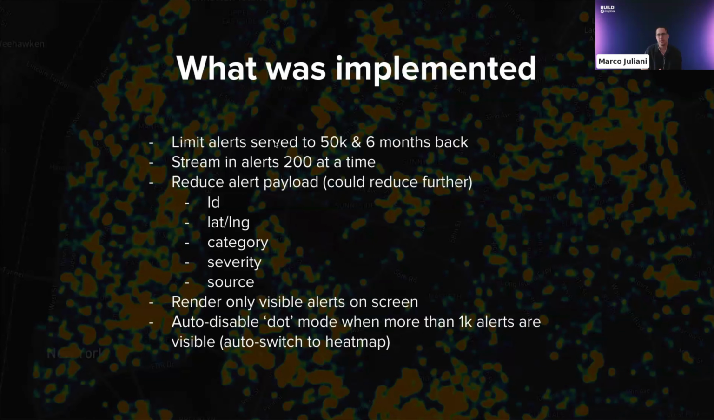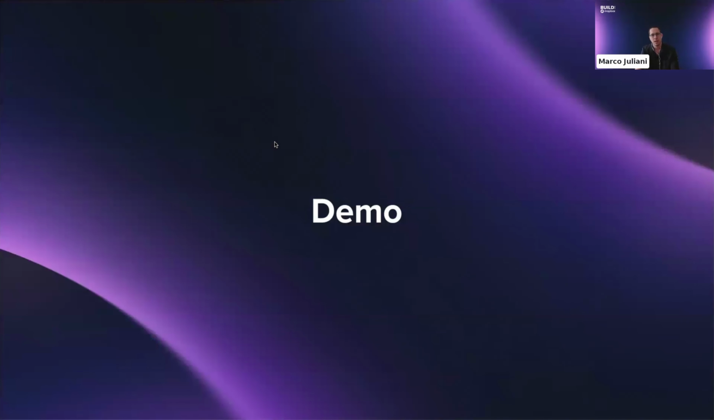So basically what I ended up implementing for this particular demo is only serving up to 6 months' worth of alerts, streaming them in, reducing the alert payload so that things are coming in faster, and only rendering the visible alerts in the viewport. Similarly, rendering dots was expensive, so I have a heat map implementation that renders a lot faster based on the clustering of the alerts. And so there's an automatic switch to that, which makes it more performant.